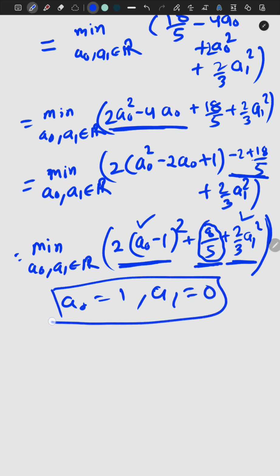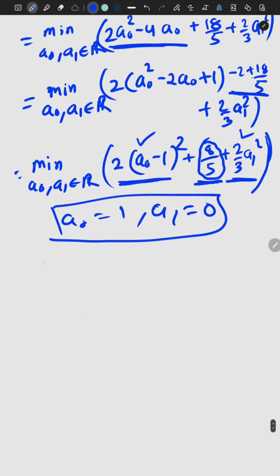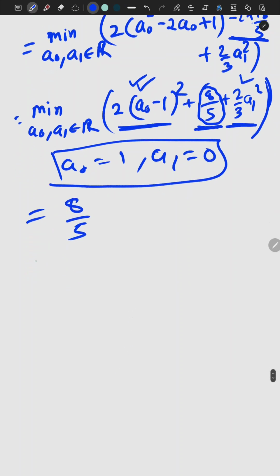At these points it gives the minimum value, and the total minimum value will be, this term is 0 and this term is 0, so it gives 8 by 5. If we write in point form, it gives 1.60. This is the answer.